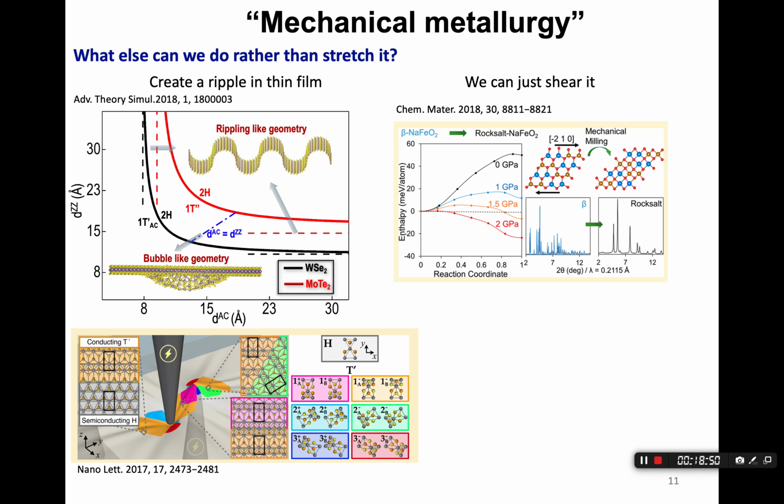From computation, this is a work from my colleagues Tang and Peng Hao in Theta Group. They have demonstrated computationally that by creating shell deformation, the activation barrier of the phase transformation is very large in the very beginning, but with enough shell deformation, up to like 2 gigapascals, the phase transition will automatically happen without any activation barrier. That actually explains the ball milling phase transformation from beta sodium iron oxide to the disordered rock salt alpha sodium iron oxide.